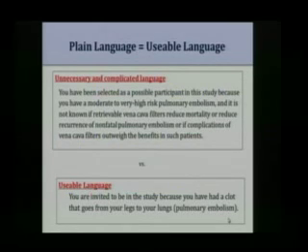That is too long of a sentence. Start out and break it up. "You're invited to be in this study because you have had a clot that goes from your legs to your lungs," and then put the word that it is in parentheses, pulmonary embolism. That's the way to start out for this paragraph. I would have another sentence because there's more information in that paragraph, but that's just breaking it up.